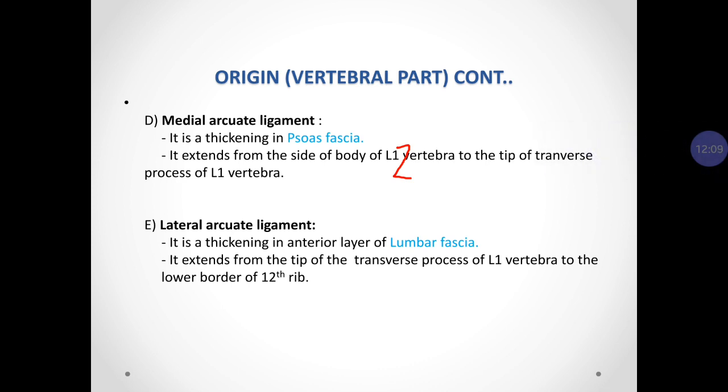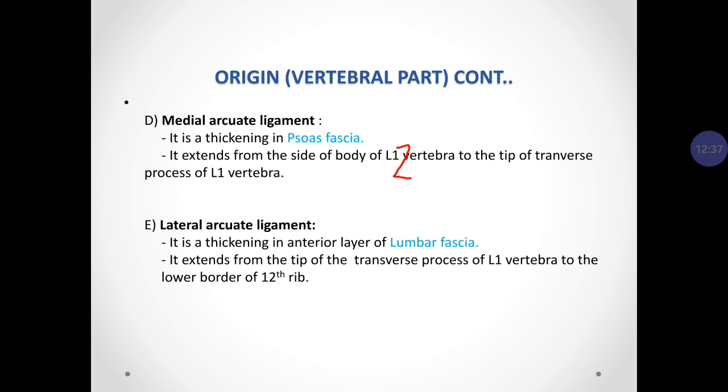So just to summarize, I have told you that the origin of diaphragm, all the fibers, some of them arise from the back of the sternum, some of the fibers arise from the costal margin, and then most of the fibers arise from the lumbar vertebrae in the form of 2 crura, right and left crura, and also from the medial and lateral arcuate ligaments.